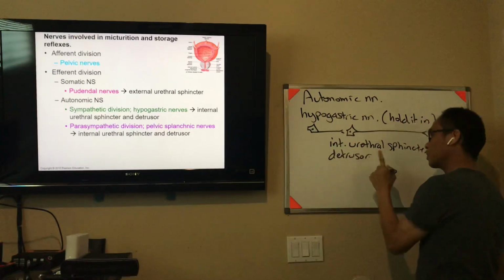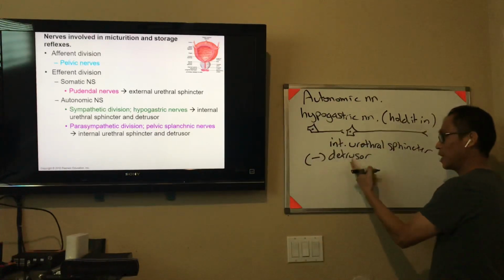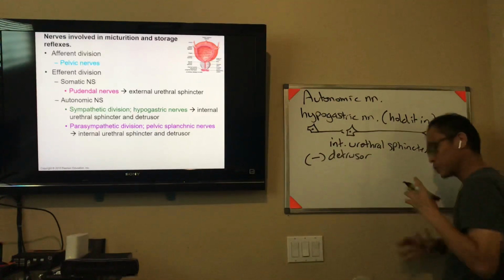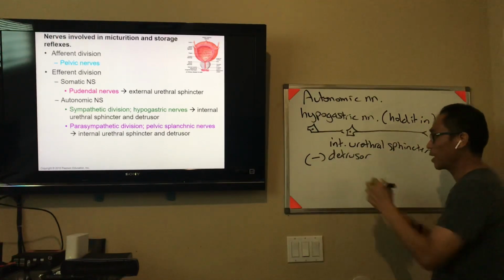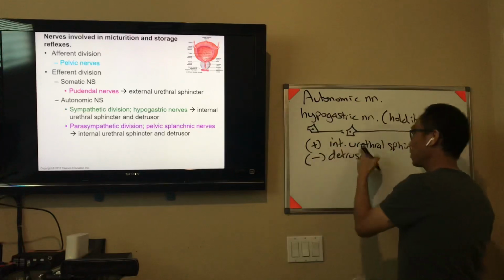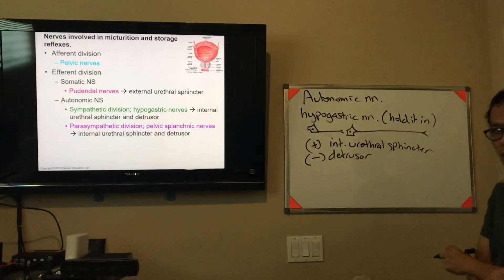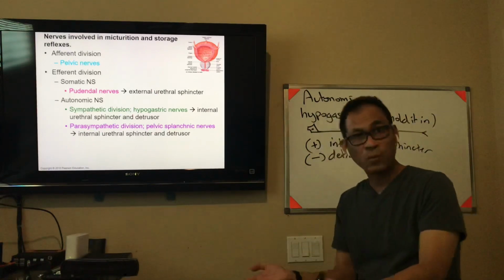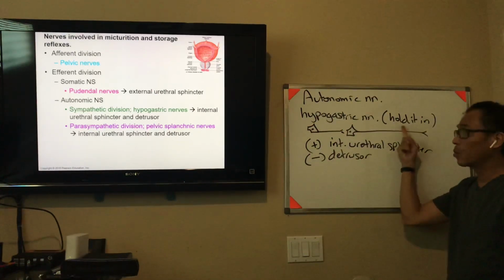If you're going to help hold it in, you want to inhibit, I'll put a negative sign, inhibit detrusor because that's a muscle that will squeeze the urine out of the bladder. And you want to stimulate, plus sign, the internal sphincter to shut off that tube, the urethra, which transports urine to the outside world. You want to pinch that shut. This will help you hold it in.